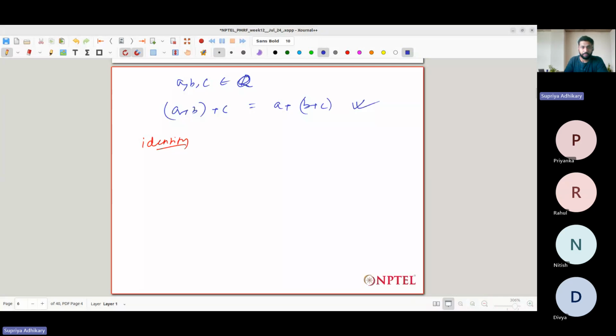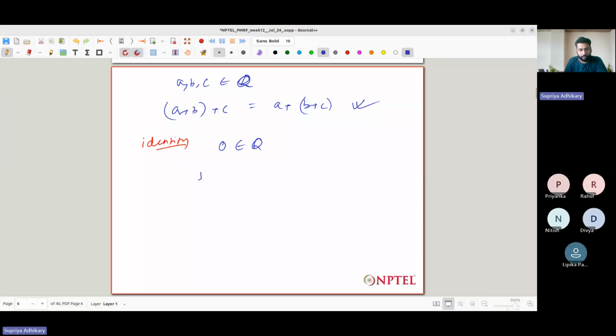Now for the identity property, we know that 0 belongs to this set of all rational numbers, and if we consider any rational number A and add 0, then we will find back A, and this is the property of 0. So there is nothing new about it. So 0 is our identity element over here.